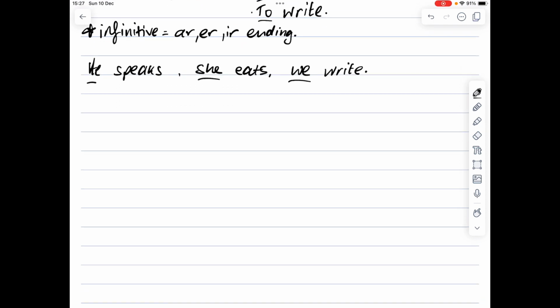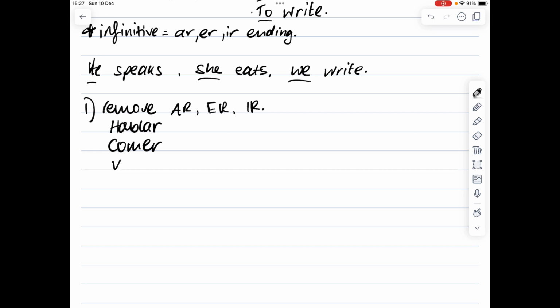So, our first step for when we're conjugating a verb is to remove the AR, ER, or IR. So, remove AR, ER, or IR. That's our first step. So, we'll take each verb that we discussed up there. So, hablar, comer, and escribir. We're going to chop them off. And I'm going to use a different colour so that we can see I've done that. Chop that off, chop that off, chop that off. And I'm going to rewrite it.